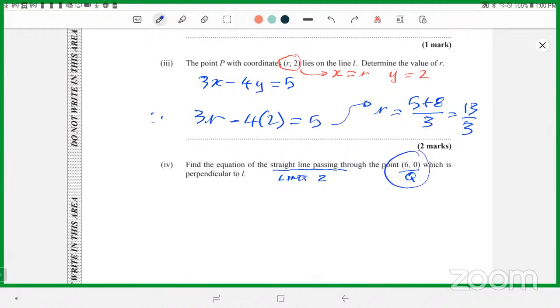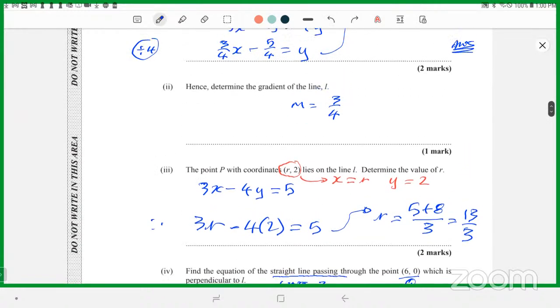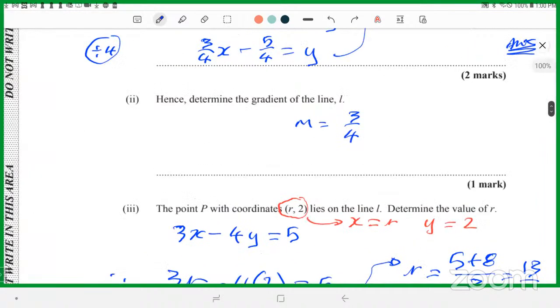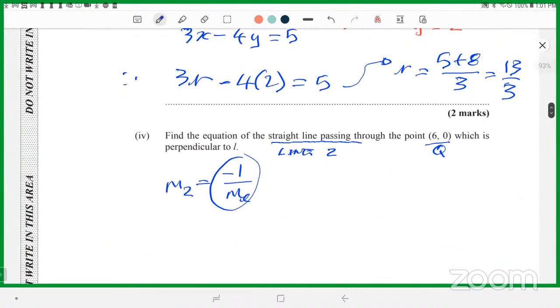They gave us the point that it passed through. And the information for the gradient was that it is perpendicular to line 1. So we have to know about perpendicular lines. They have negative reciprocal gradient. So the gradient of this line 2 that we want, let's call it M2, is equal to -1 over the gradient of line L. Let's call that ML. We already know that the gradient of line L up here is 3/4. Let's put that ML back up here. ML is 3/4.